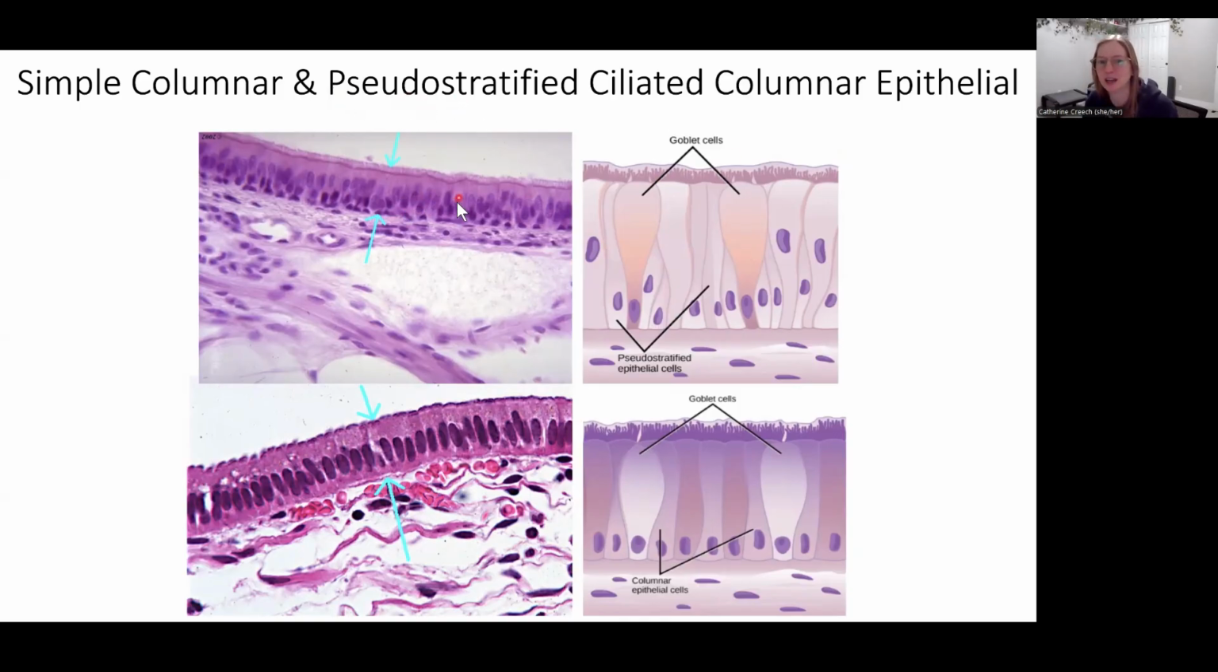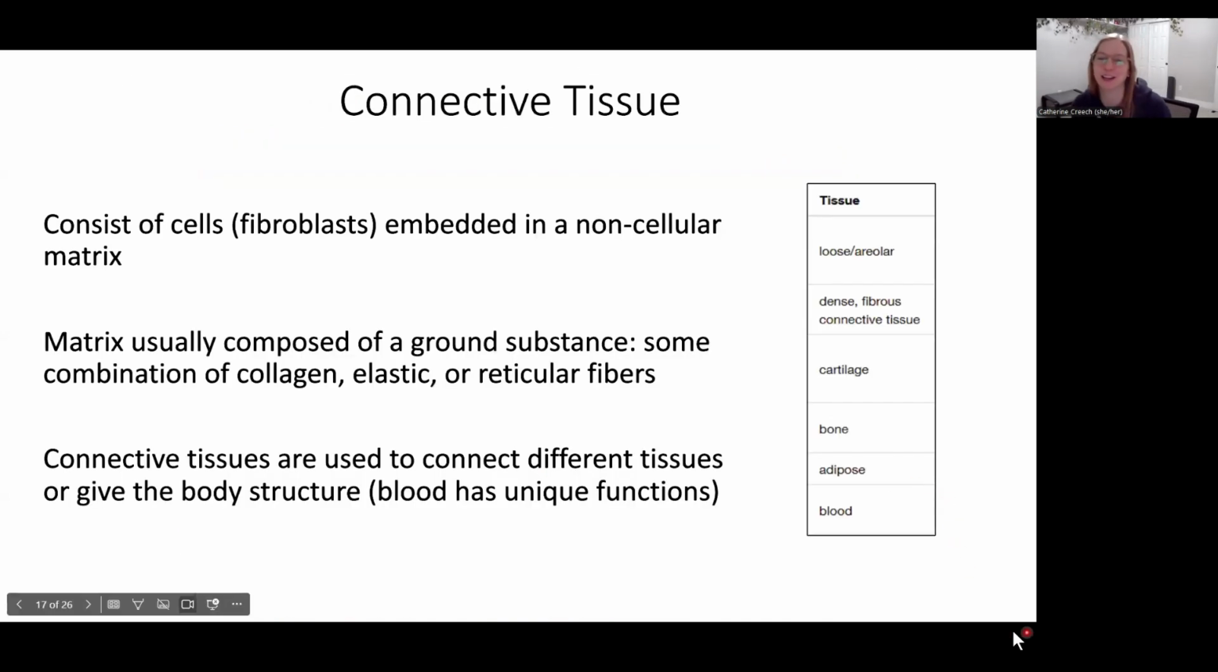So when you see the nuclei bouncing up and down, that's your key that it's pseudo-stratified instead of simple. Then we get into our connective tissue. We have a couple different types. We have loose areolar, we have dense, we have fibrous, we have cartilage, which is going to be the caps of bones and used in our joints. We have bone itself. We have adipose, which is so cute in the microscope, and we have blood.